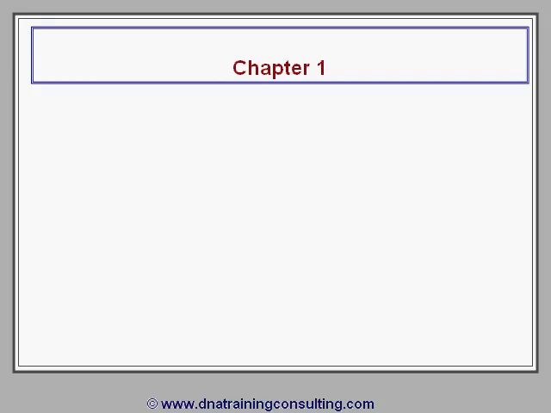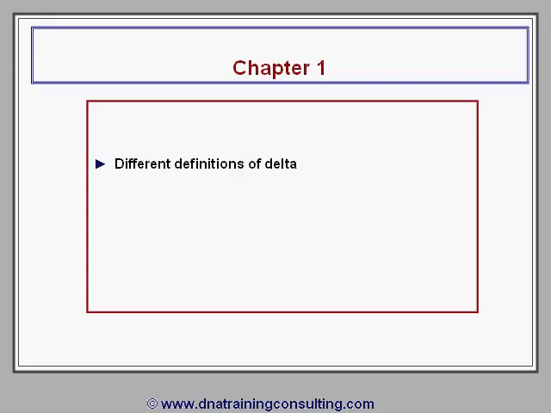This first chapter defines an option's delta from a number of different perspectives and explains how delta changes under different market conditions and different contractual terms for the option.